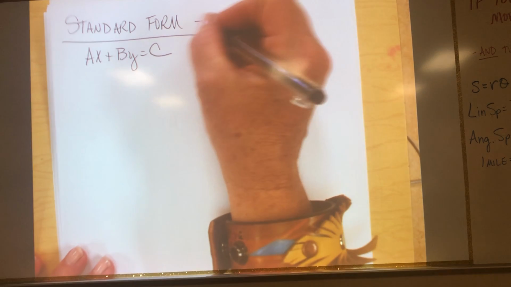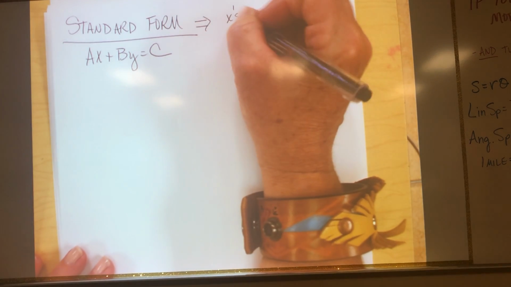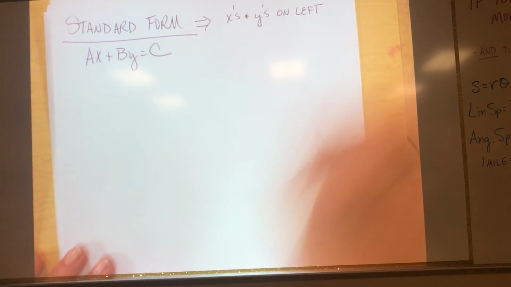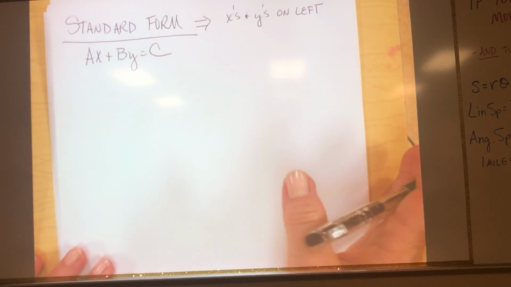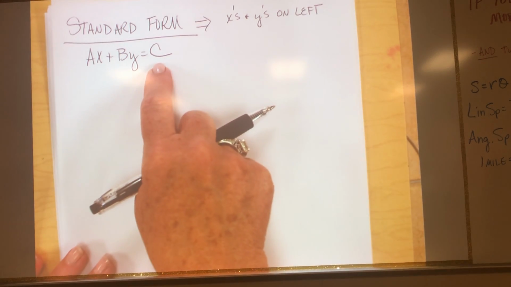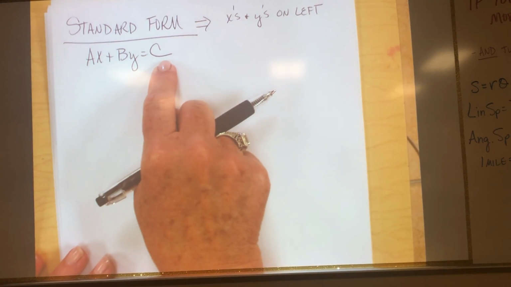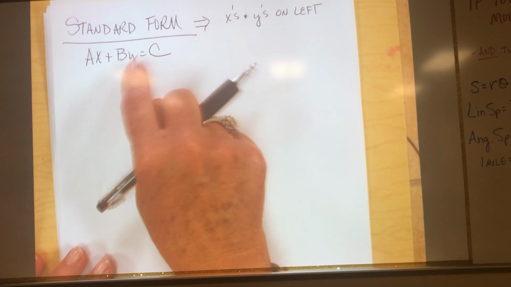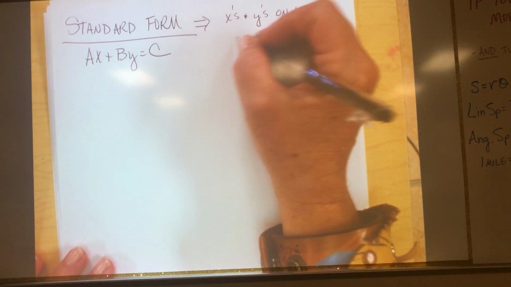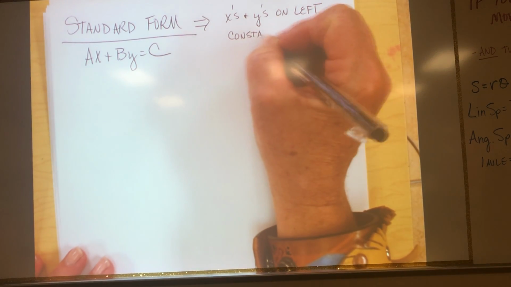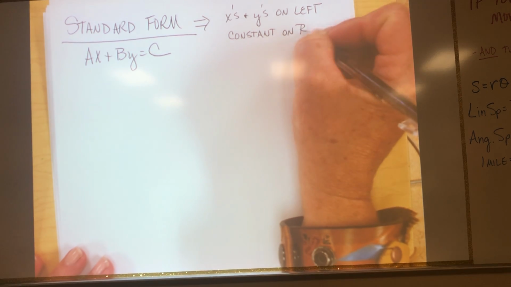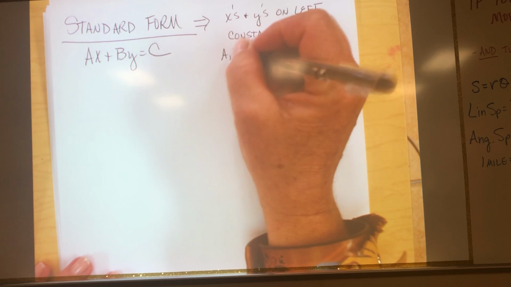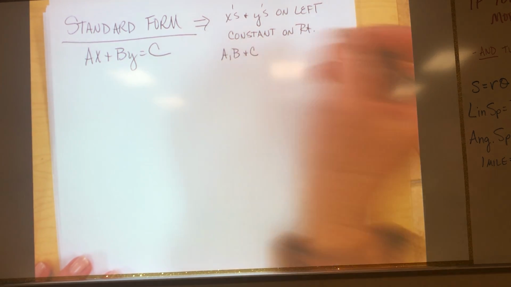And here's what you have when you have standard form. You have the x's and the y's on the left. Do you agree? All right, who's on the right? The constant, C. We can't call him a y-intercept because you would actually have to divide by the coefficient of y, and that would become him. He would be C over B. So we're going to say the constant on the right. That's just my plain number.